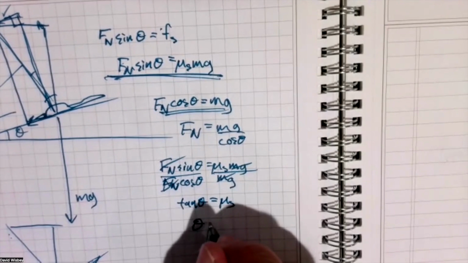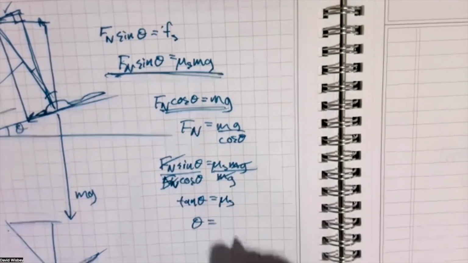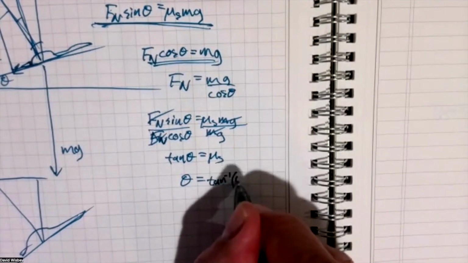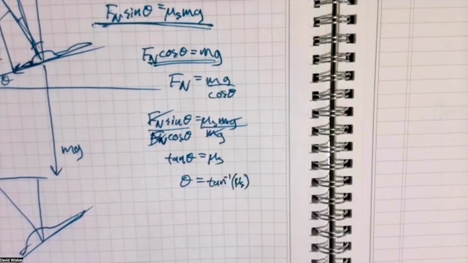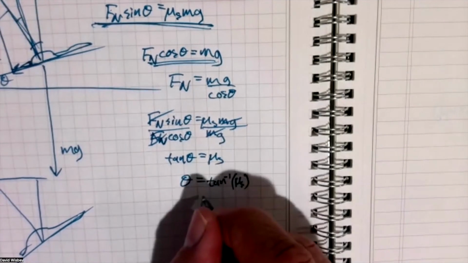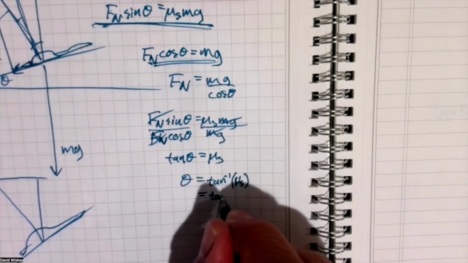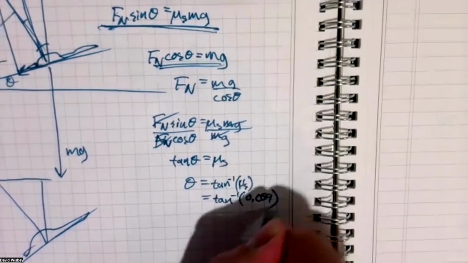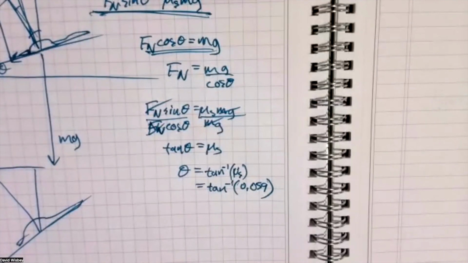So theta is going to equal arctan of mu of s, and they gave me that in the problem, and it is 0.059. So this is going to be arctangent of 0.059. Oh, somebody's trying to get in. Hello there. I'm sorry if I made you wait for a long time. I apologize.